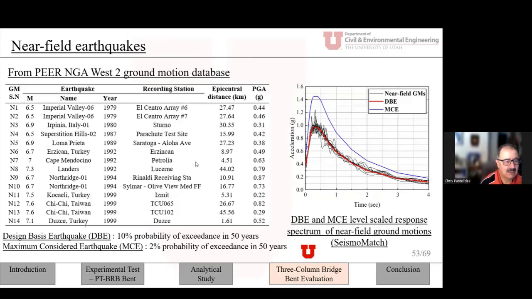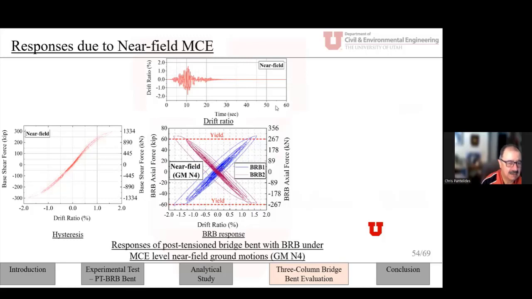And you can see the response here, base shear versus drift. And here you can see the axial force in the BRB versus drift. Of course, most of these earthquakes will not go to 6%. Most of them will go to 2% drift ratio. We tried stronger earthquakes in both near field and far field, and we didn't have a lot of maximum drift, as I said, about 1.6. And the maximum PT bar force is 66 to 67% of the yield.